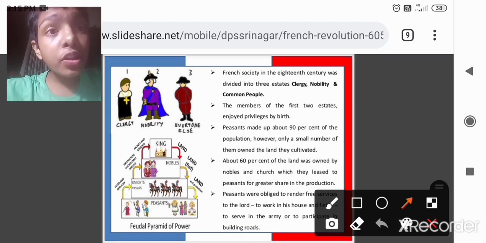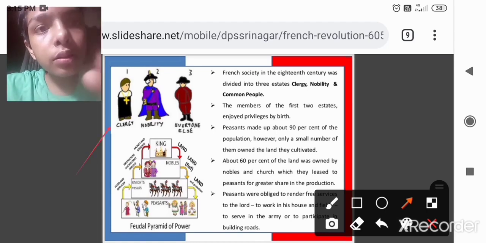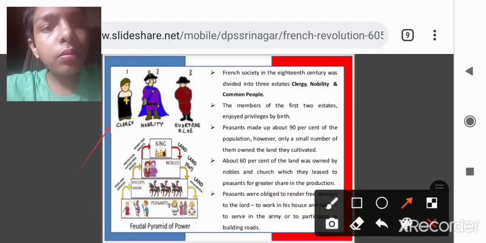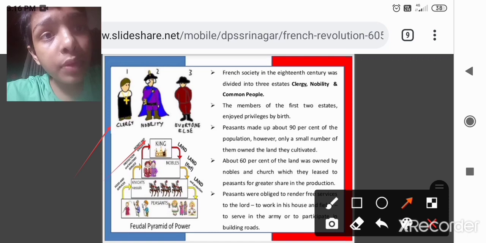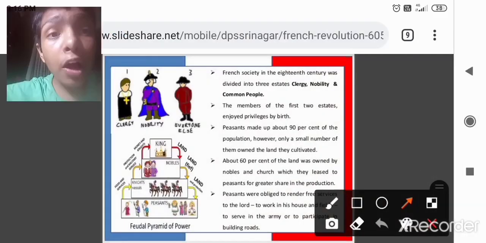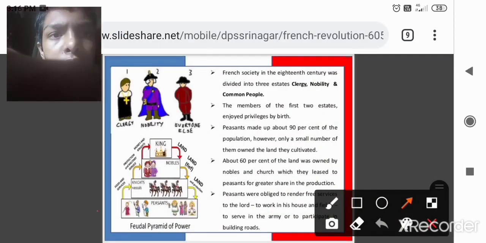Yes, guys. So now there were common people, clergy, and the nobility. Now you can see the clergy people here. These are the nobles, and they were everyone else. See the costumes. You can differentiate with the costumes only. Then now we are going to study about this chart. Just a minute, let me zoom in.